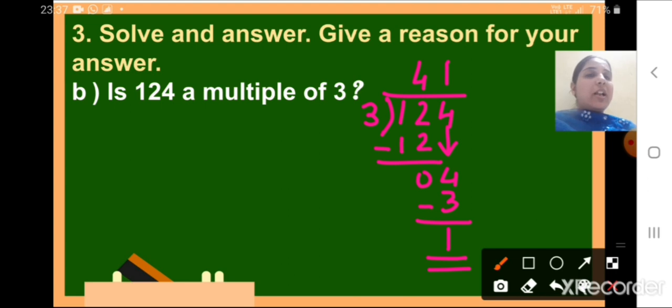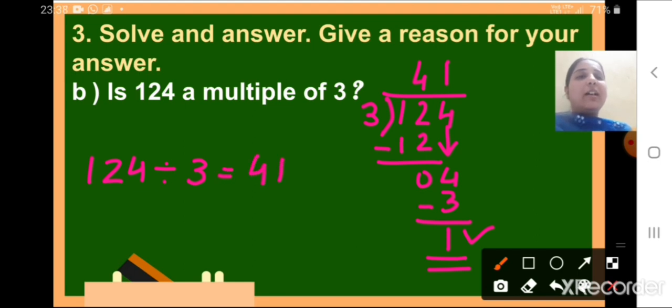So is 124 a multiple of 3? What does it show? The remainder we get here is 1. So we already discussed, if the remainder is 1 or more, when we divide a larger number by a smaller number, then that larger number is not a multiple of the smaller number. So here you can write that when we divided 124 by 3, we get 41 here, and the remainder we get here is 1.